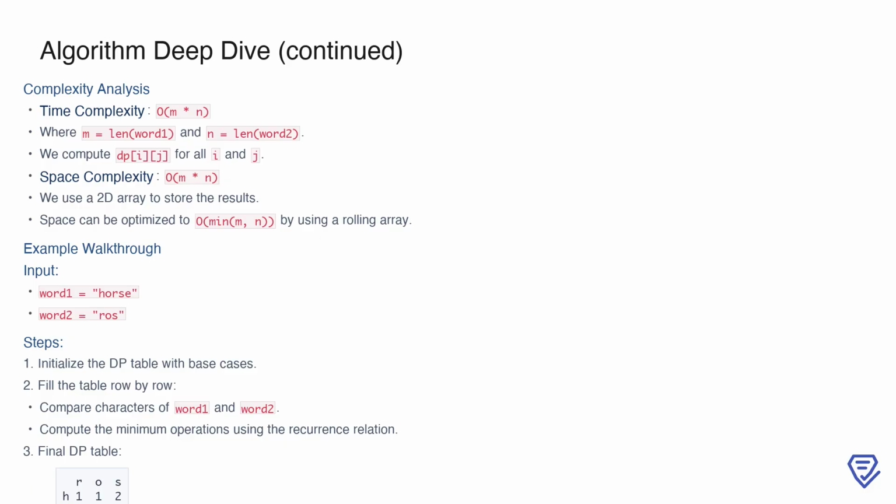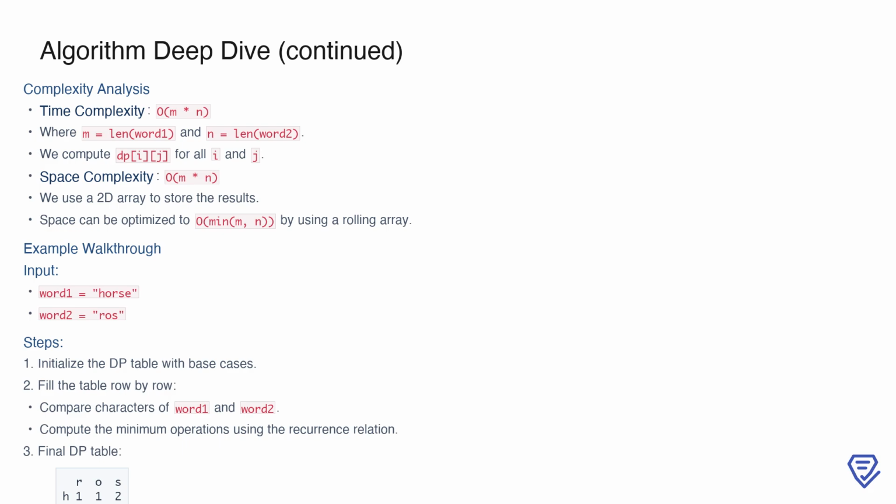To better understand the algorithm, let's walk through an example. Consider word1 equals horse and word2 equals rose. First, we initialize the DP table with the base cases. Then, we fill the table row by row, comparing characters of word1 and word2, and calculating the minimum operations using the recurrence relation.